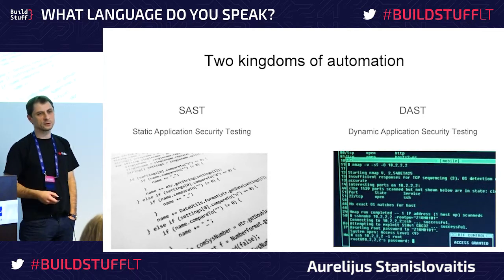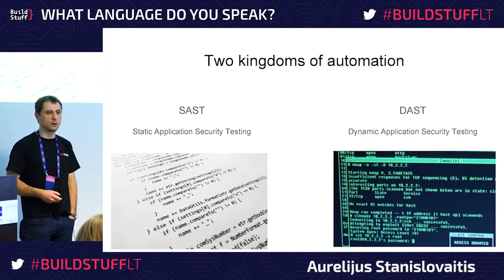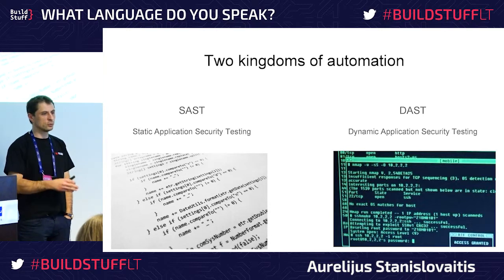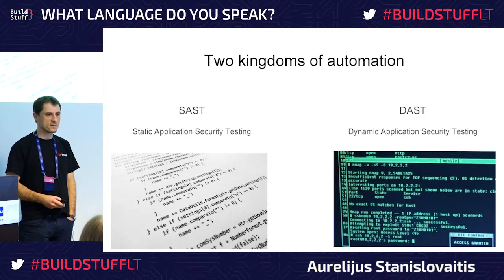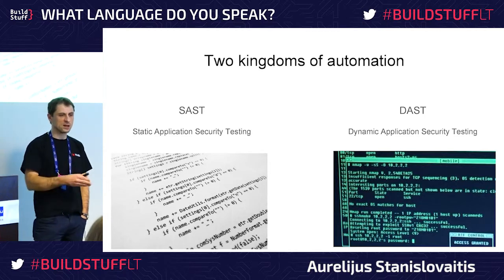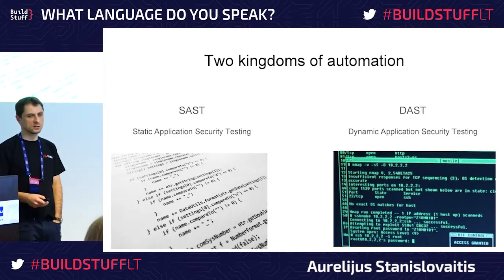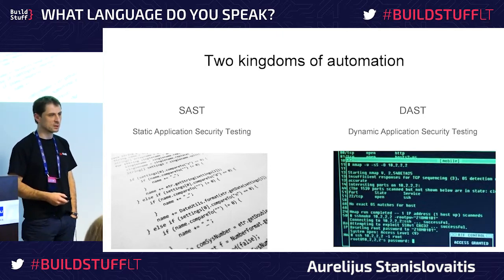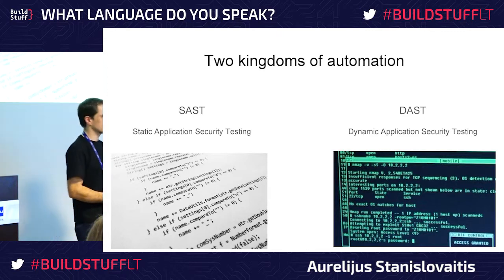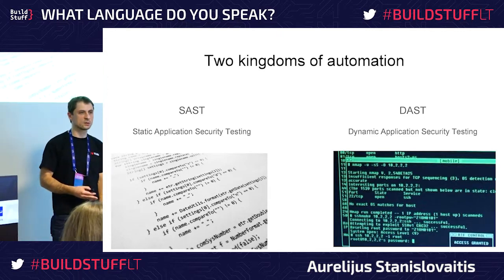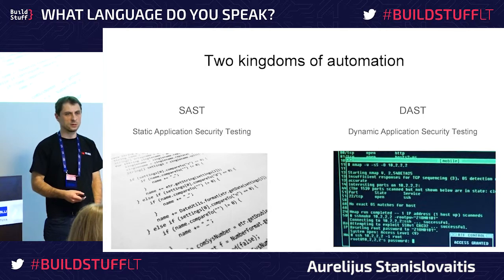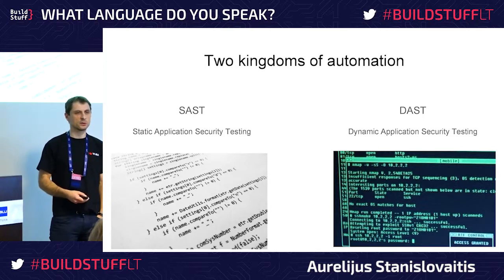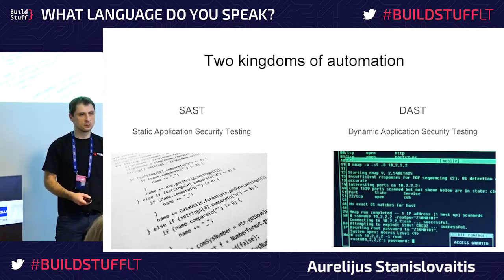In this presentation, I will be mentioning quite often two kinds of automation tools. I split them into two broad categories, SAST and DAST. SAST stands for Static Automated Security Testing. This means that SAST tools are analyzing source code and variables. You don't need the application to be up and running. You need source code for a SAST tool.